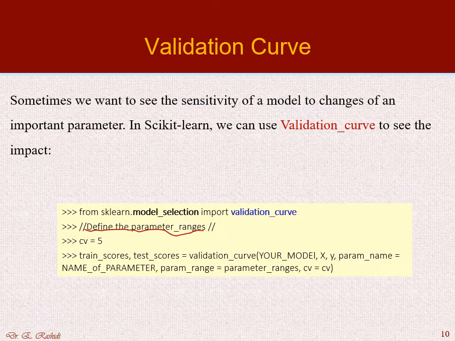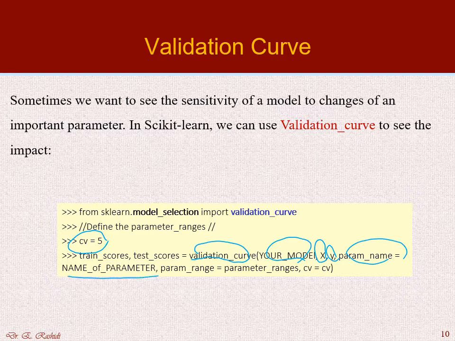Then, because we are using cross-validation for this, we have to define the number of folds in cross-validation. For example, if I want to have 5-fold cross-validation, I define CV as 5. This is later going to be used in the validation curve function here, that we are going to feed in the model that we study, the feature variable, target variable, the parameter name, whatever it is that you want to study, and then the range of parameters.